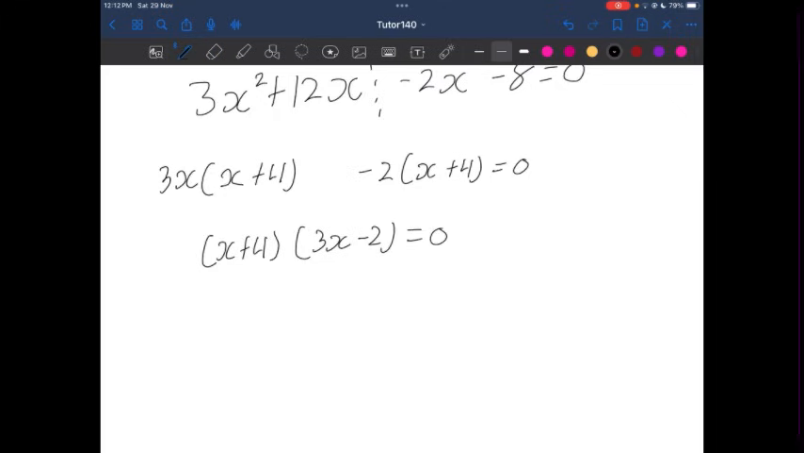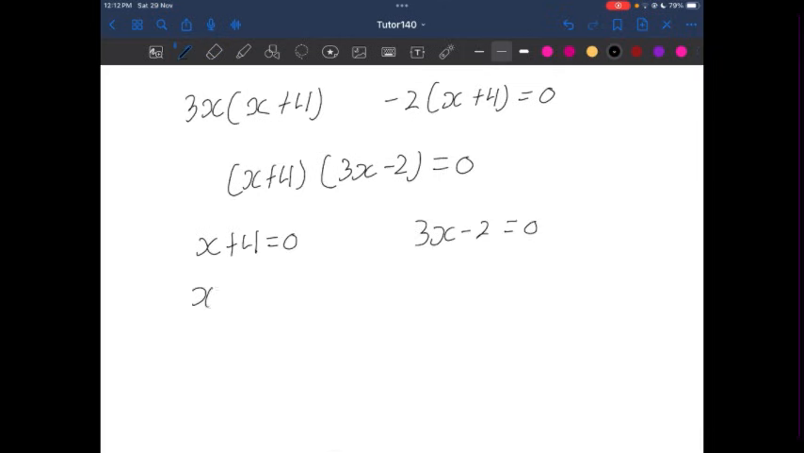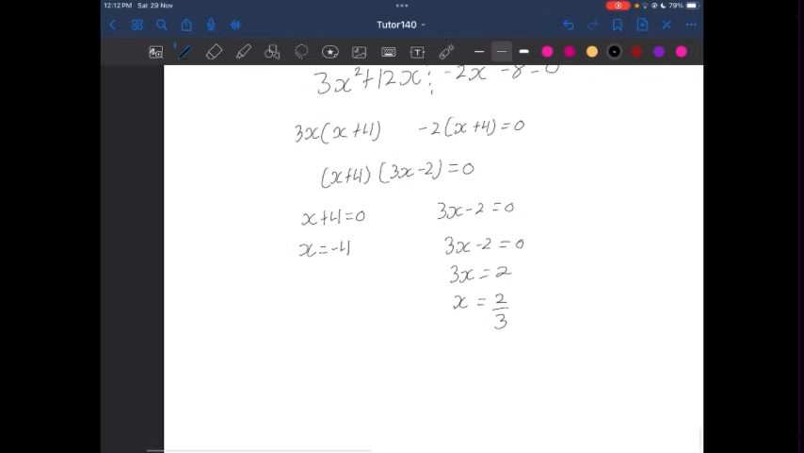So we're going to set both groups equal to 0. So we have x plus 4 equals 0, and then 3x minus 2 equals 0. X is equal to negative 4, and then 3x minus 2 is equal to 0. Send the 2 over. 3x is equal to positive 2. X is equal to 2 over 3. So these are the answers: x is equal to negative 4, or x is equal to 2 over 3.